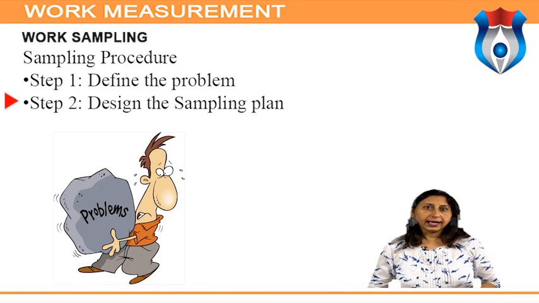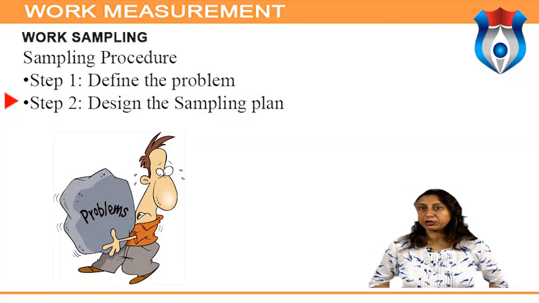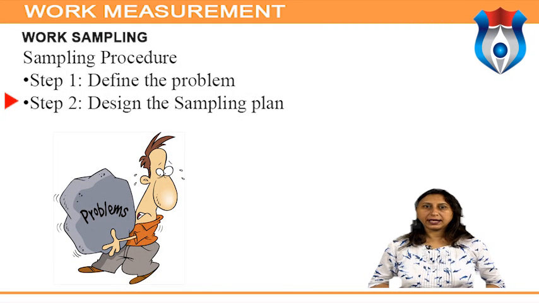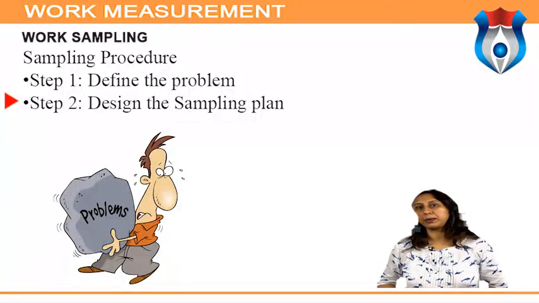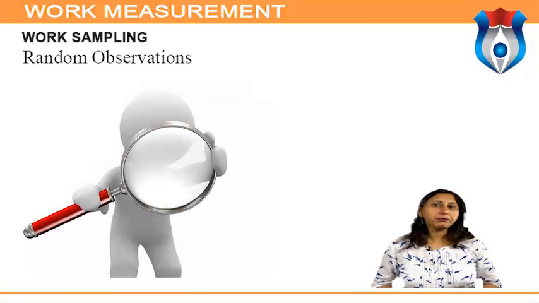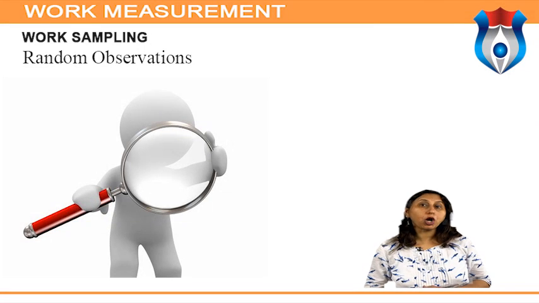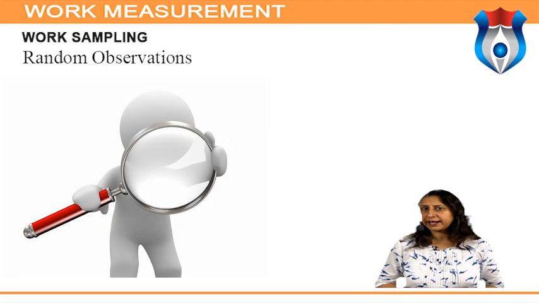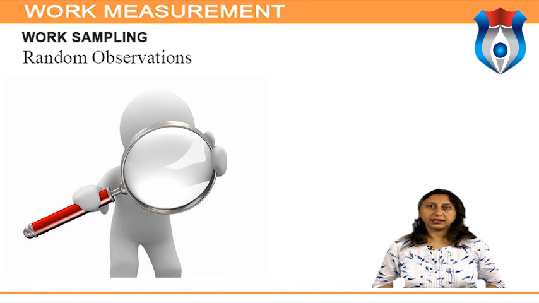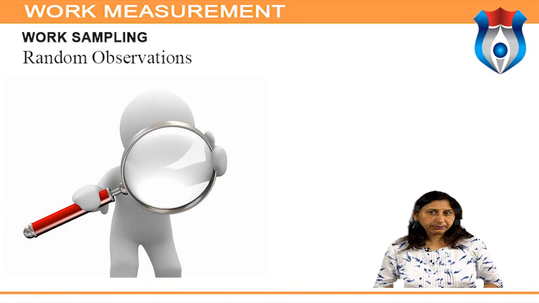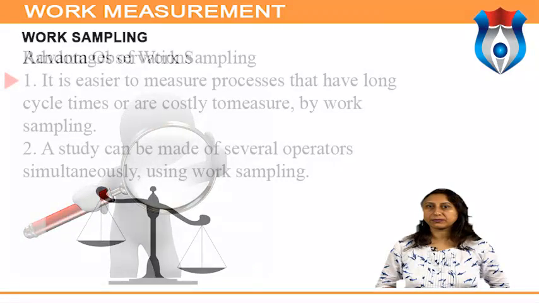Step 2. Design the sampling plan. Estimate the satisfactory number of observations to be made. Decide on the period of study, for example 2 days, 1 week, etc. Random observations. The next step in work sampling is to take observations. An important factor is that the observations must be random. This can be ensured by using a table of random numbers to determine times for taking observations.